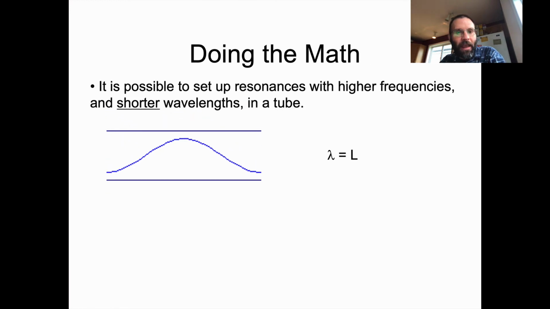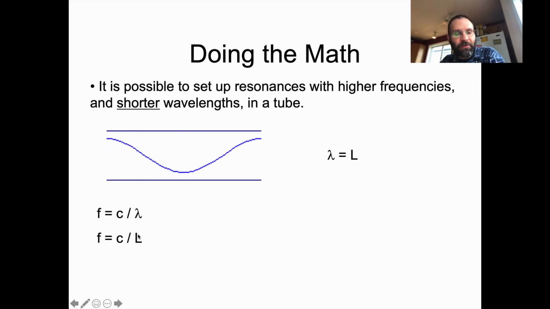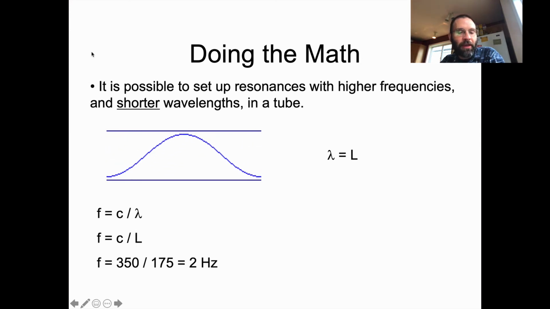Okay, so what are the implications of this? For that second resonance, if lambda equals L, we can do the math again. Here's our default relationship between frequency, speed of sound, and wavelength. We can substitute L for lambda in this case. If we go back to the 175 meter tube, we find out that if we fill in the appropriate values here, 350 meters per second for the speed of sound, 175 meters for the length of the tube, then the frequency of that resonant frequency for the second resonance in that case is going to be 2 hertz. You get 2 repetitions per second when you do that. That's just 350 over 175.